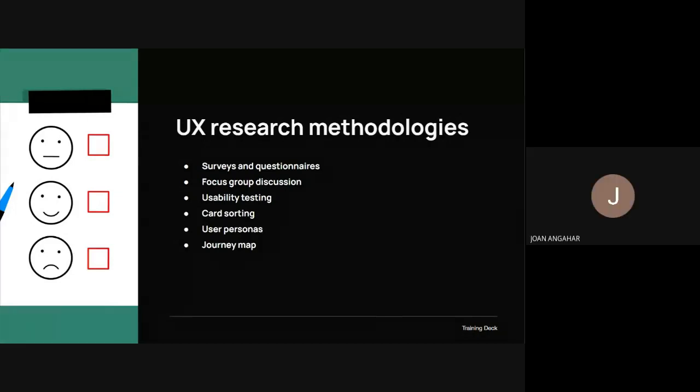So surveys are more quantitative. Yeah, they are more quantitative when you're not really looking so much at the details. You just want the numbers. So you can quickly use a survey. You can quickly use a questionnaire.